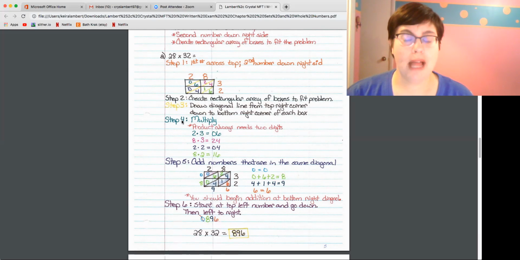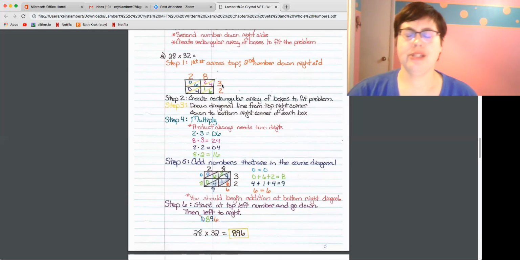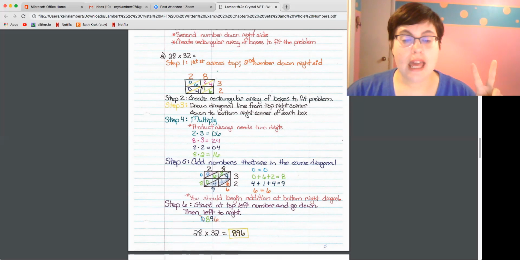Step 4, we're going to multiply, and this is how this is going to happen. Your product always needs 2 digits. So if we know here 2 times 3 is 6, well, that's just one number. Put a 0 in front of it, because a 0 in front of the number does not change that number. We could have 10 zeros in front of 6. That's still the same as having 6. So in this case, you're always going to have 2 digits, and the 0 would come in front of the 6. So 2 times 3 is 0, 6.